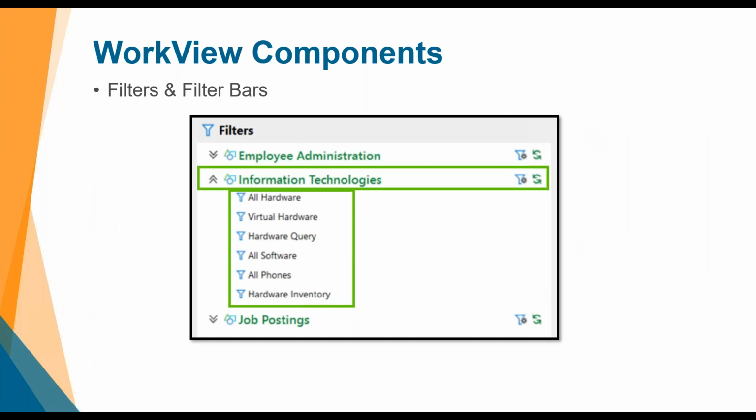And filters do exactly what it sounds like. It filters out information and allows you to search within your WorkView solution. Filter bars, such as this Information Technologies filter bar in the screenshot, for example, you can see the filters contained within it. You must configure at least one filter bar to give users the ability to view filters. Filters and filter bars can both be configured to give users permission to access certain filters.